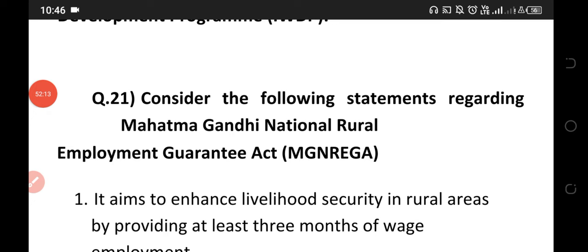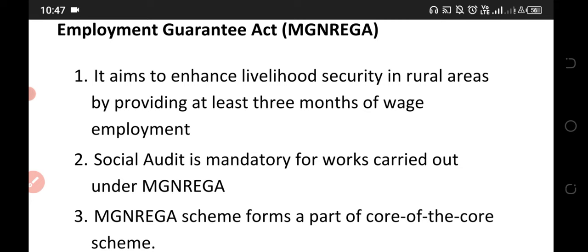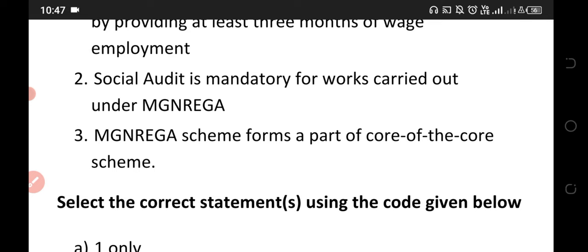Consider the following statements regarding the Mahatma Gandhi National Rural Employment Guarantee Act, MNREGA. It aims to enhance the livelihood security in rural areas by providing at least 3 months of wage employment. Social audit is mandatory for works carried out under MNREGA. MNREGA scheme forms a part of the core scheme.